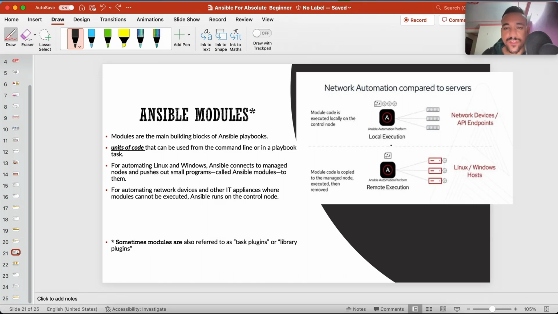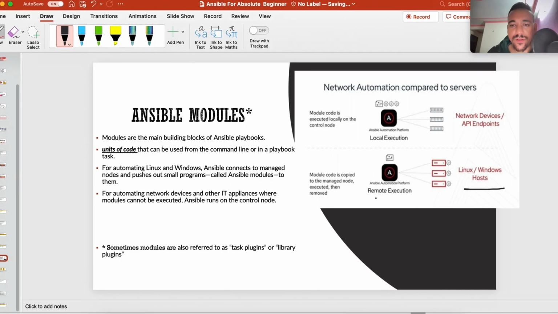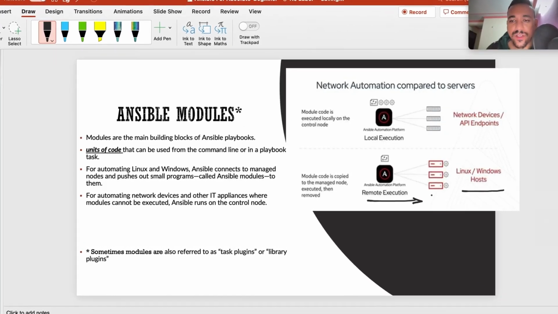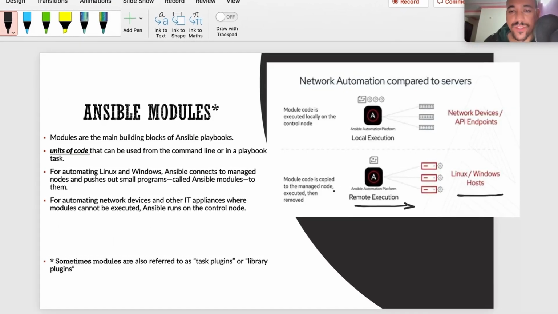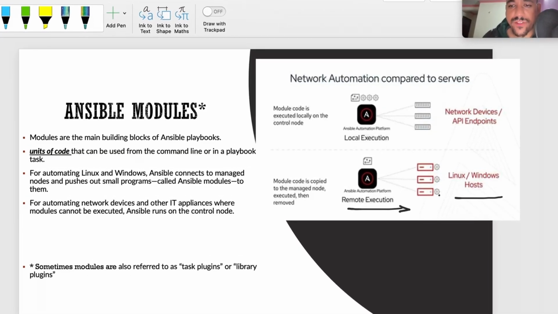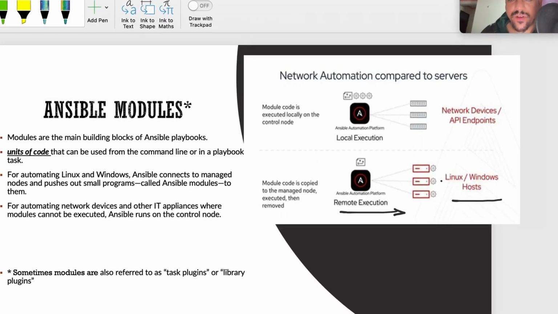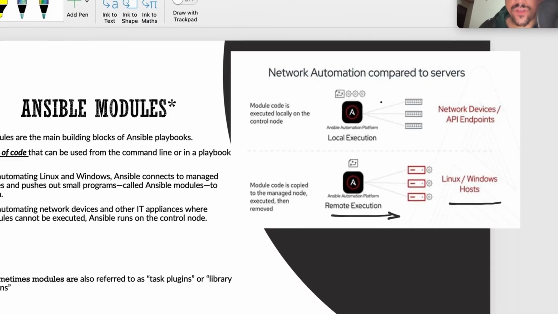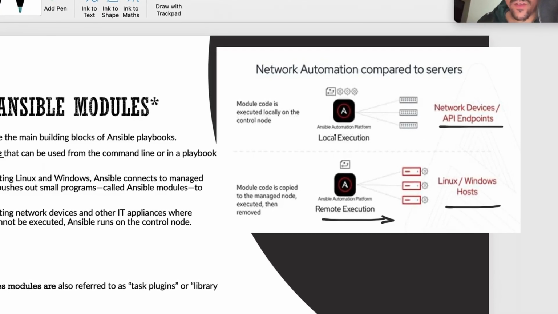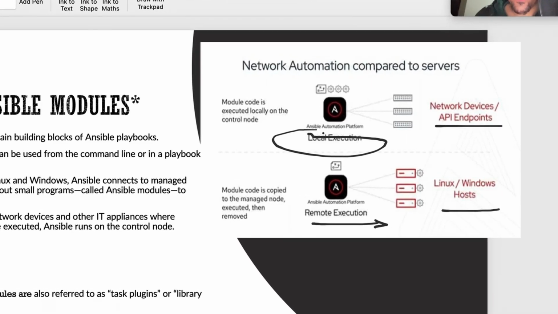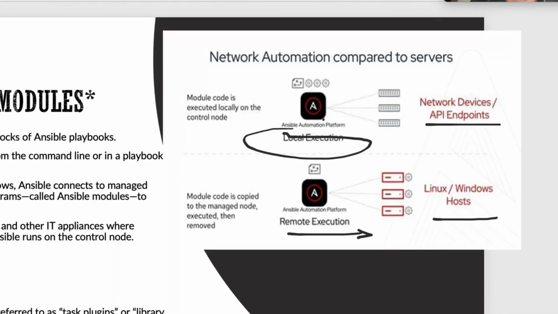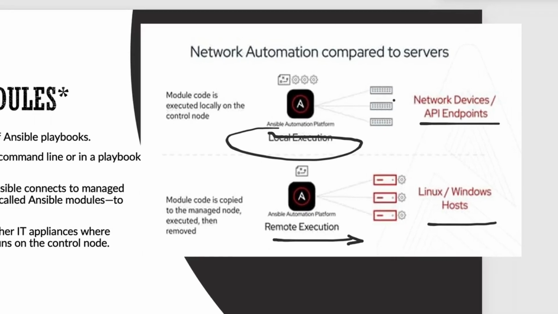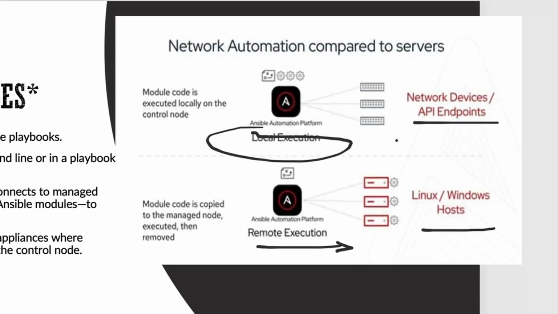As you can see on this screen, in the case of a Linux or Windows host, Ansible will remotely execute the modules on the remote host directly. It will copy the module, which is your piece of code, to the server first, and then execute it on the target host. In the case of network devices or API endpoints, it will do local execution. That means it will first copy the code to a temporary directory on the local file system, and then remotely execute it against the network devices or API endpoints.